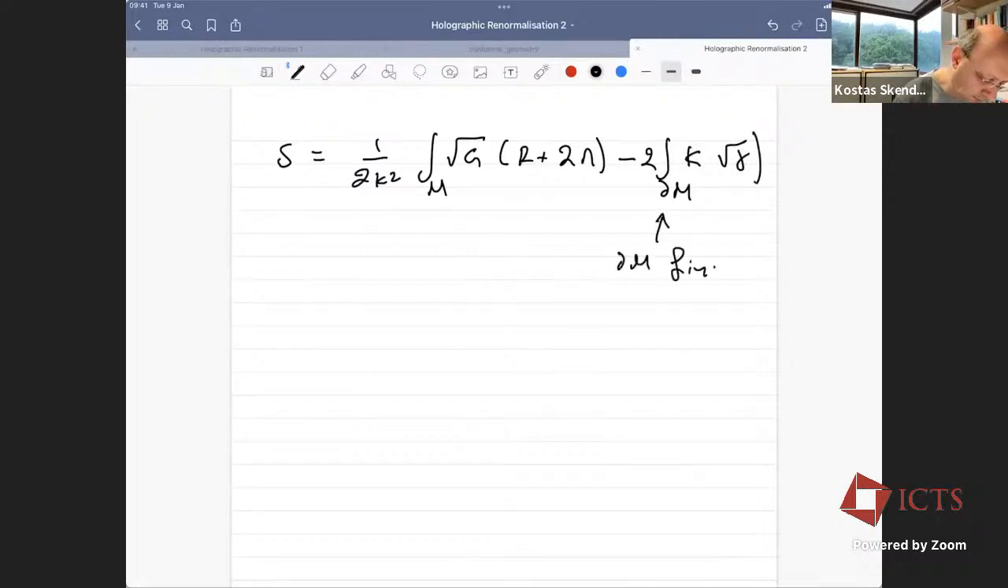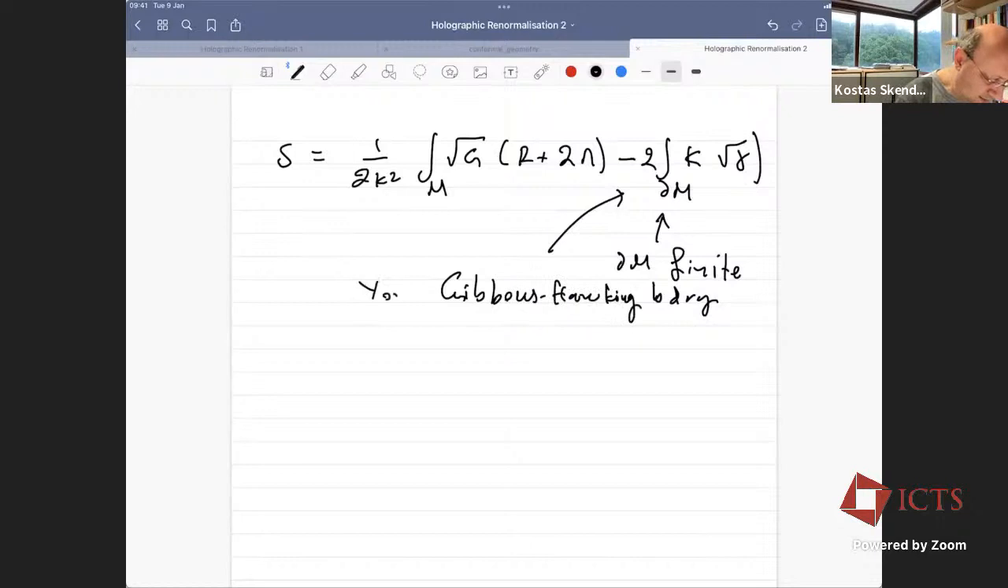This is called the Gibbons-Hawking term. Sometimes Bjork as well. So this term here is needed if you want to have a variational problem in a space with a finite boundary.